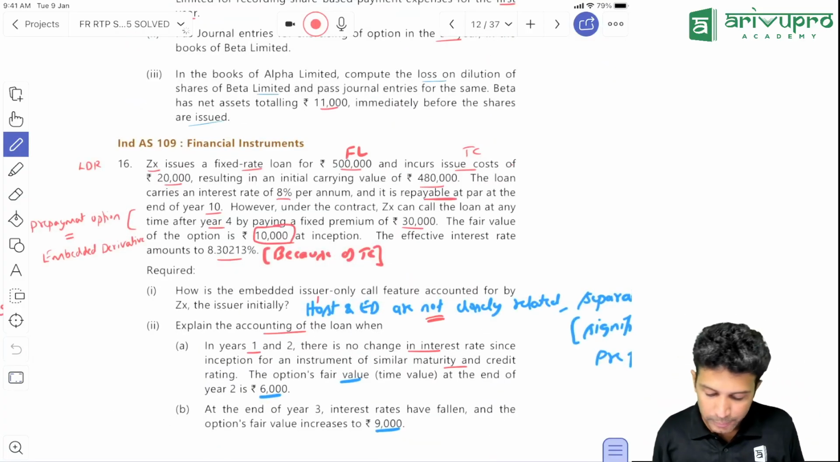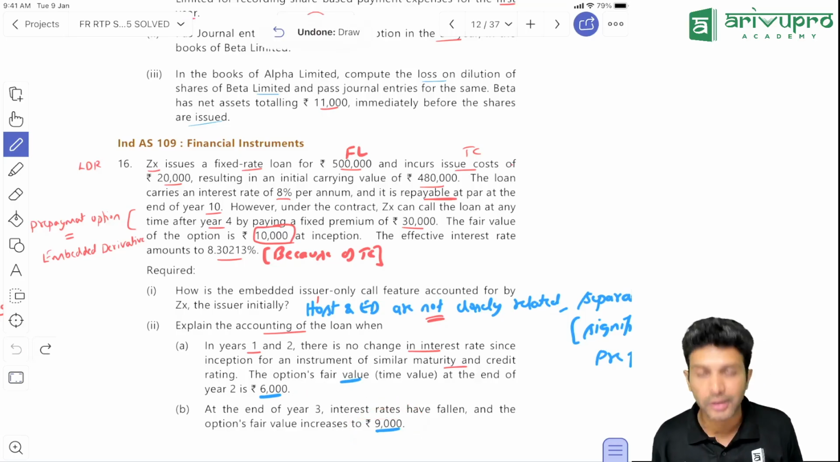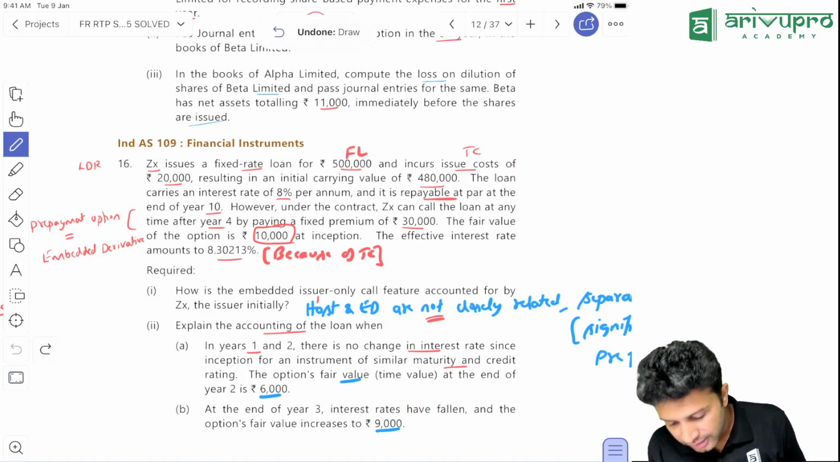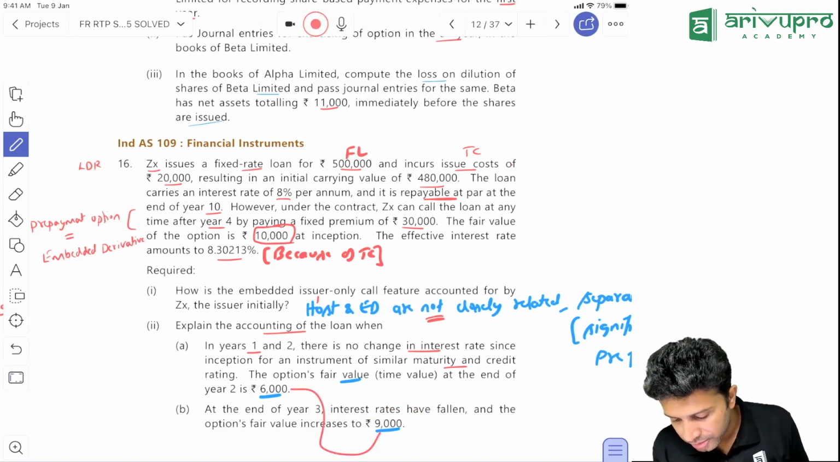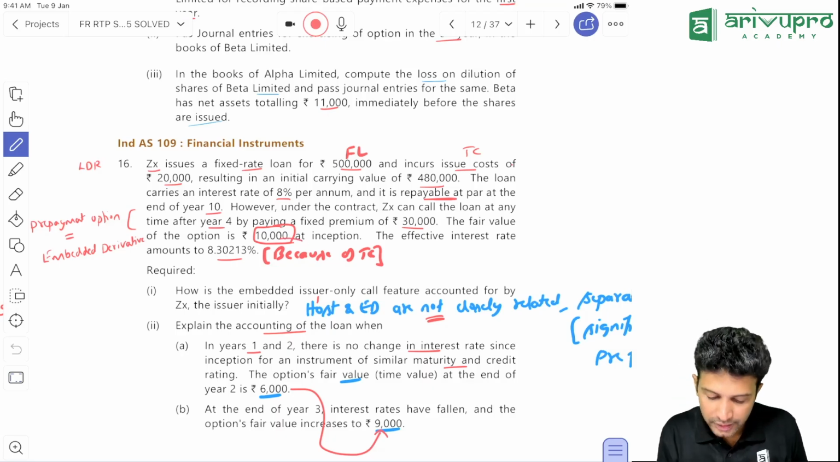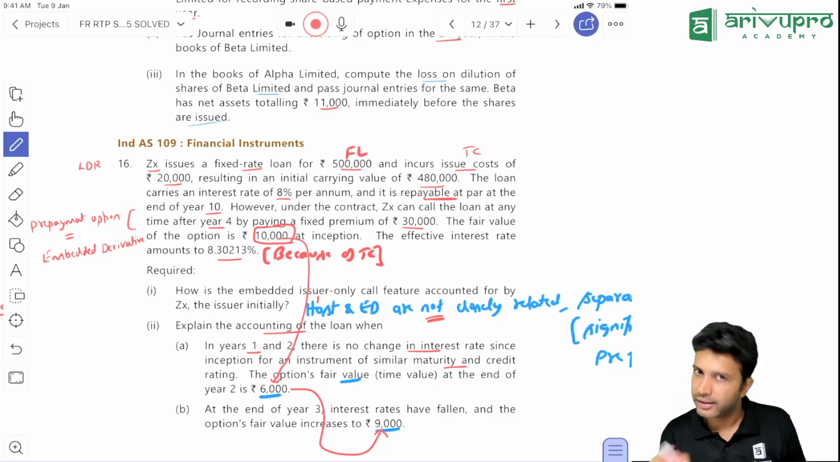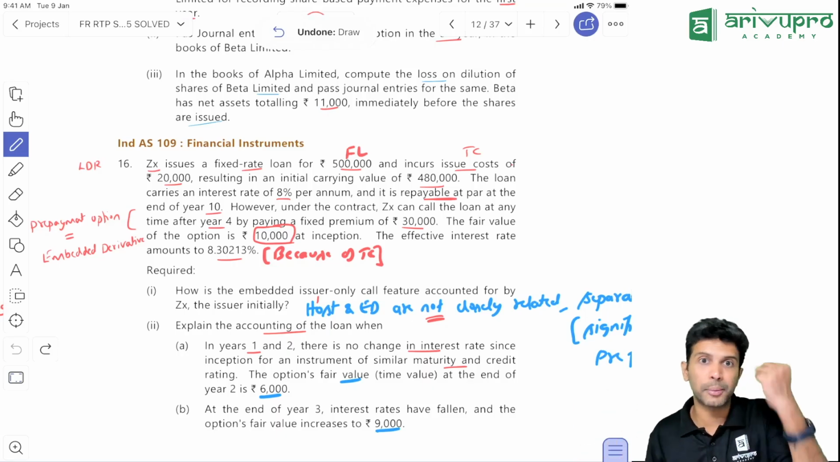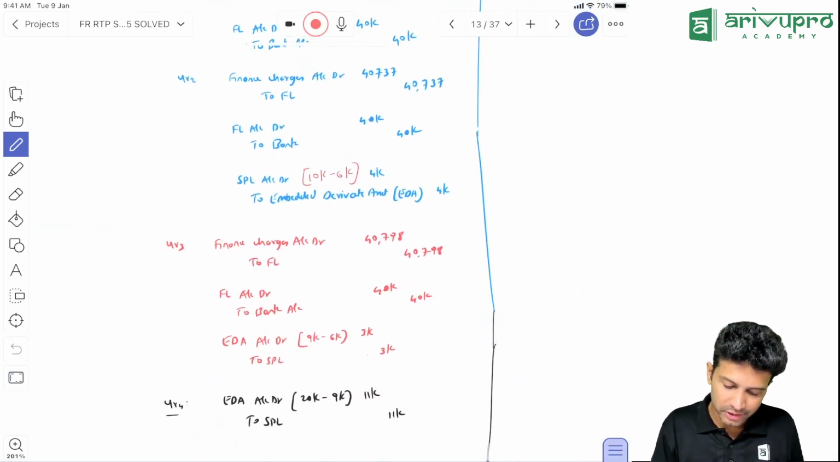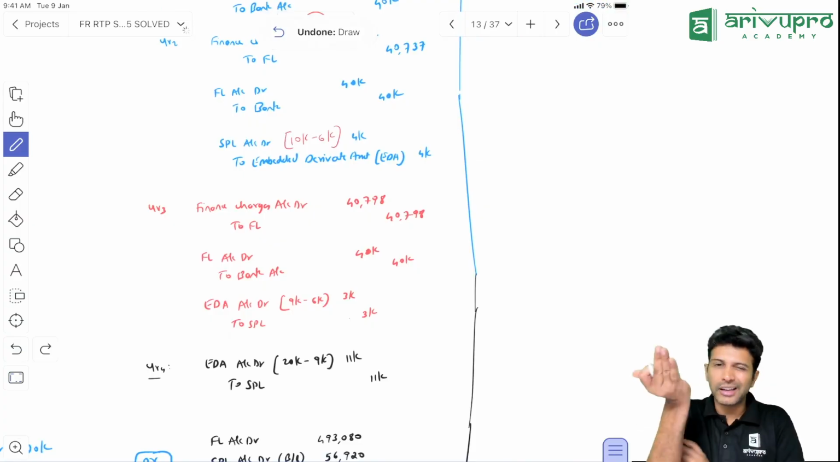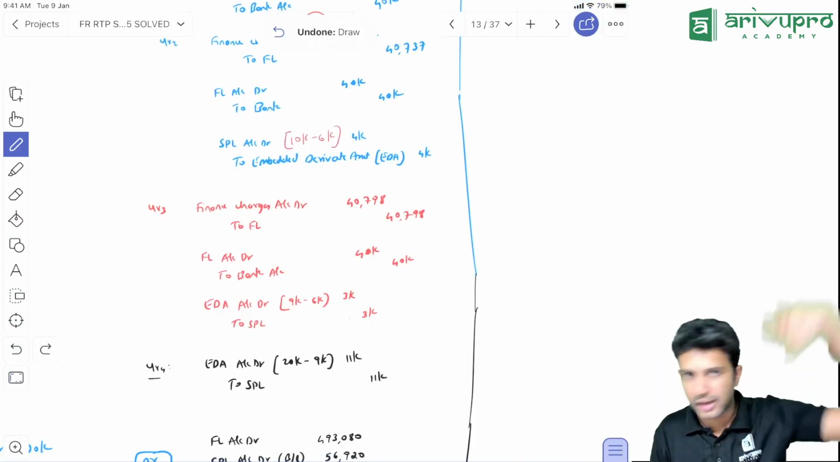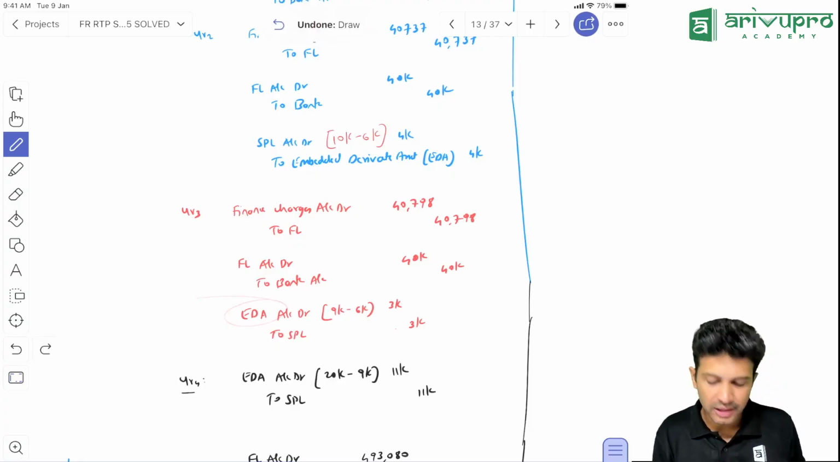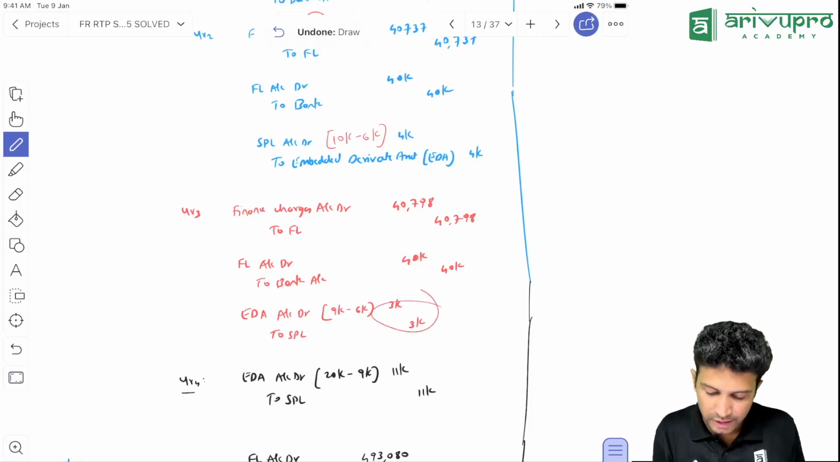Now what happened in the third year? Third year, interest rate has fallen and the option's fair value increases to 9. Till second year, it was 6. Now from 6, it has become 9. From 10, it became 6, we did that. That part is already taken care of. Now from 6, it has become 9. So it's a fair value increase by how much? 3,000. So what entry do we need to pass? Embedded derivative asset, you have to increase. Asset, if you have to increase, means you will debit again. Embedded derivative asset account debit to SPL 3,000.